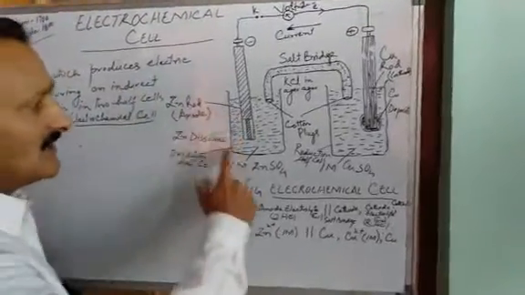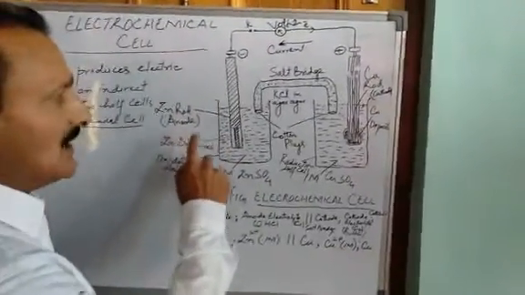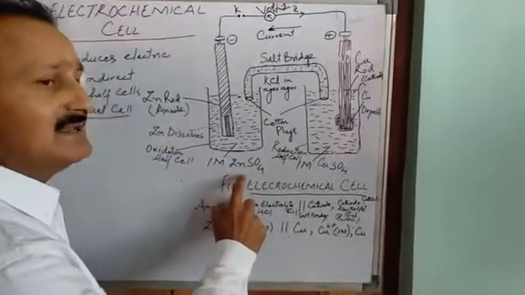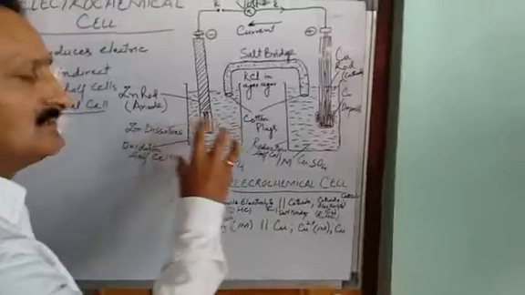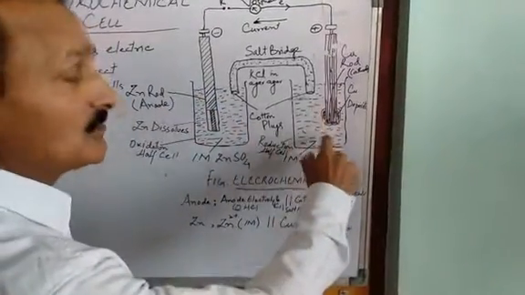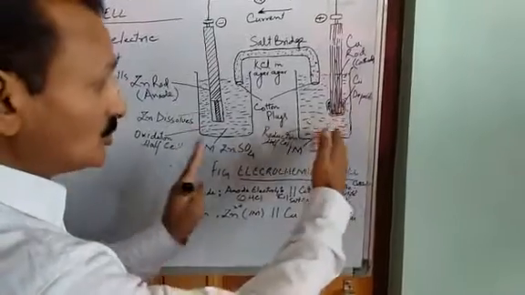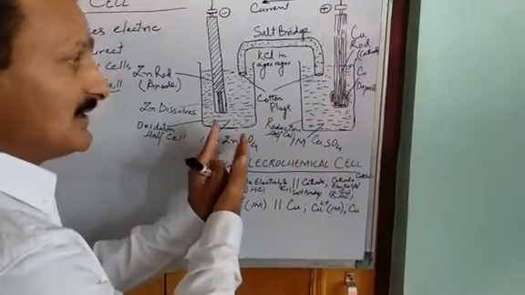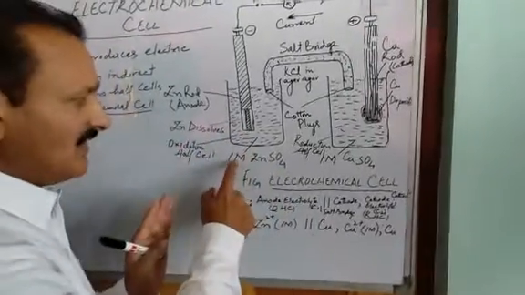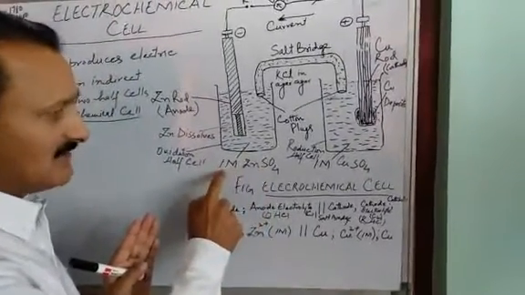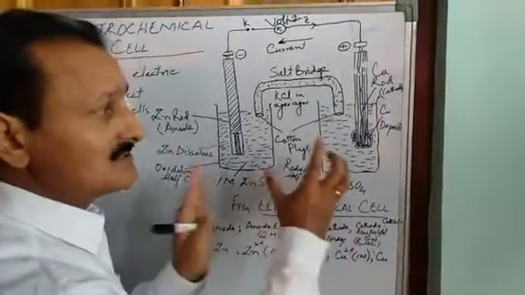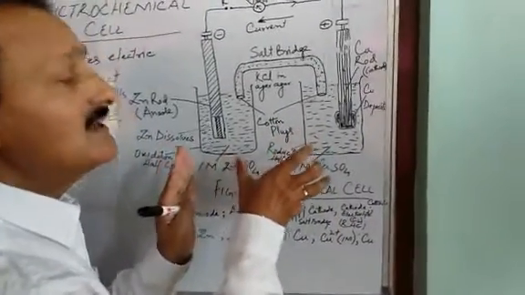Now this half cell, that is your oxidation half cell, contains an electrolyte, namely zinc sulfate solution. So we keep zinc sulfate solution in this half cell and copper sulfate solution in this half cell. Both solutions, zinc sulfate solution and copper sulfate solution, should have the same concentration, that is 1M. The concentration of zinc sulfate here is 1M and the concentration of copper sulfate is again 1M. The concentration of both these electrolytes should be the same.